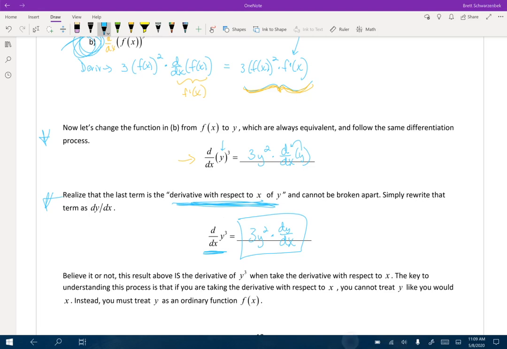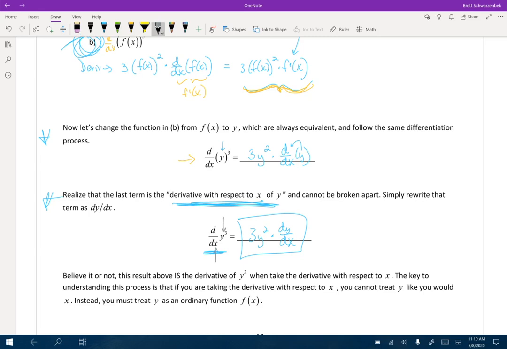Now that is very difficult for students in the beginning to manage, because they look at y cubed and they go, oh, the derivative is going to be 3y squared, and that's it. Here's the problem. Look very carefully. Does everybody see that this is with respect to x, but we're not dealing with x? We're actually dealing with an entirely different variable.